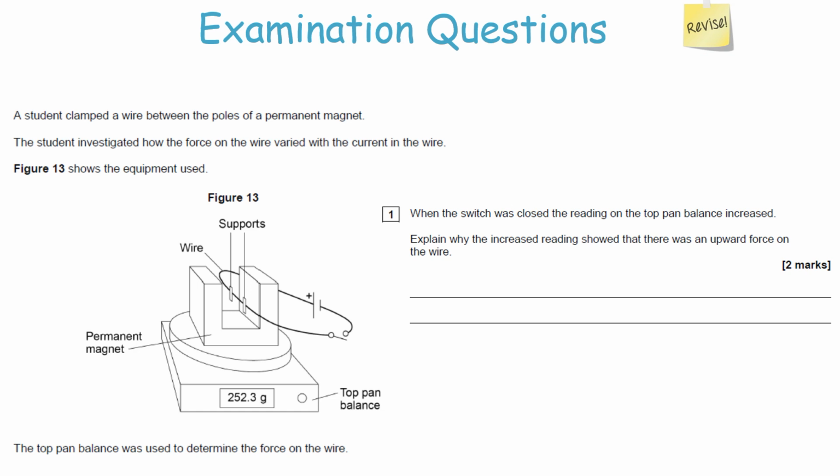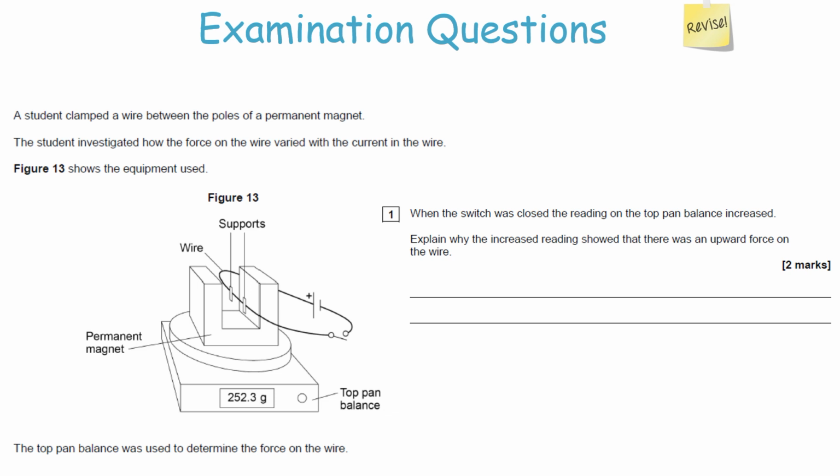Right, well, it's very important to note that the top pan balance is measuring the force on the permanent magnet. Now, in a bit of revision from Newton's laws, there's the wire and there's the permanent magnet. So when the wire exerts a force on the permanent magnet, the permanent magnet exerts a force on the wire. Because there's two objects, it's Newton's third law. But the thing is, because it's Newton's third law, they'll exert forces in opposite directions.